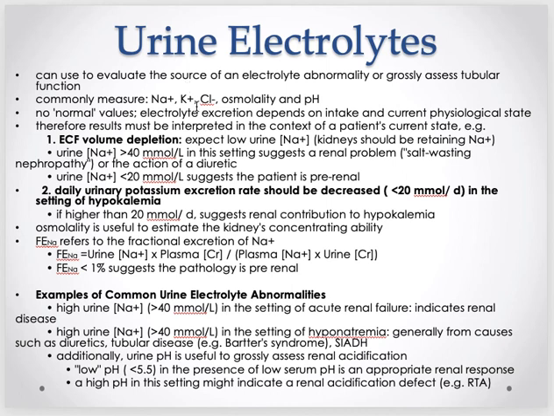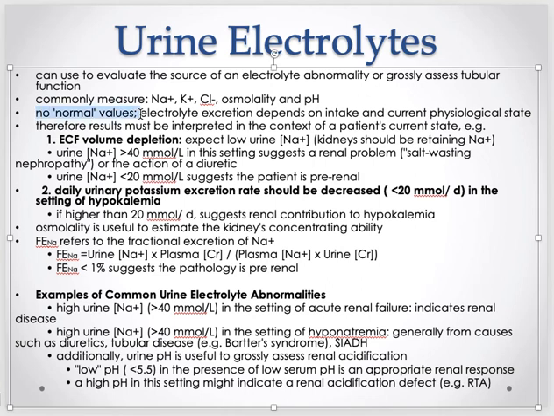Why? Because of course there are normal values in the blood, but not in the urine, because kidneys are the ones balancing. So for example, if there's no need of too much sodium in the blood, the kidney is simply going to throw it out. Okay. So remember there are no normal values, guys, but there are comparative values. See, electrolyte excretion depends on intake and current physiological state. Therefore, results must be interpreted in the context of the patient's current state.